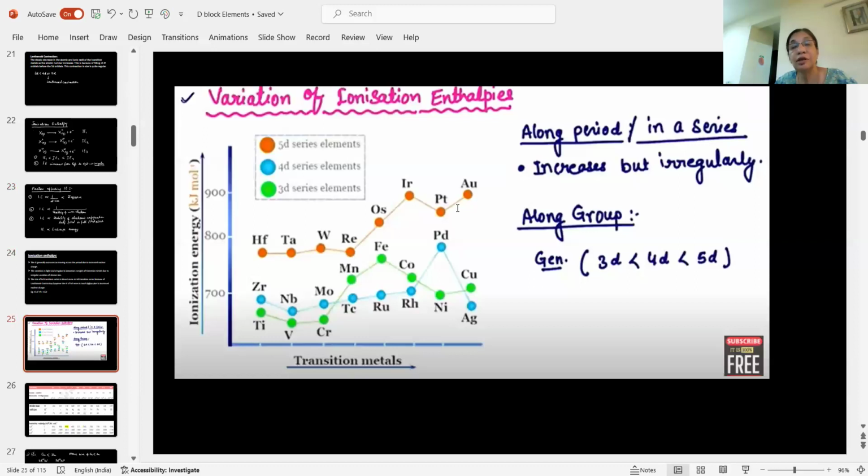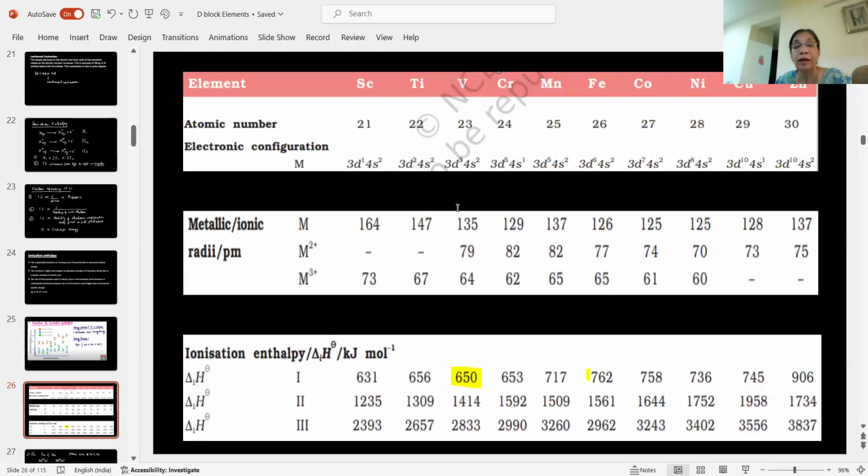Then variation, you can see in this graph, the variation in this is how I said that there is irregular increase in ionization energy, and initially it goes along with the size. As the size decreases, the ionization energy increases, and then there are special cases somewhere which can be individually explained.